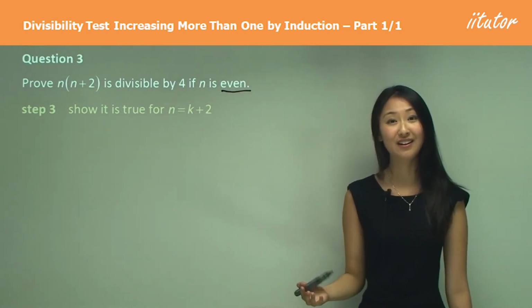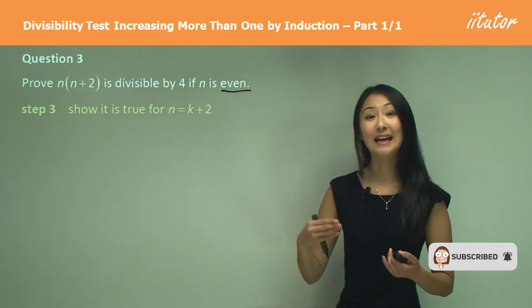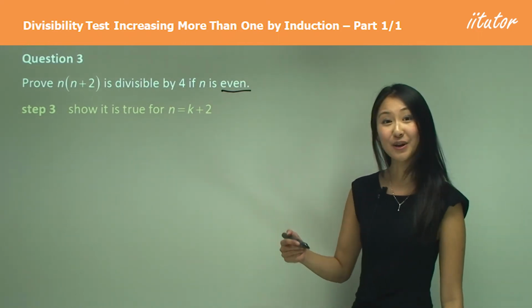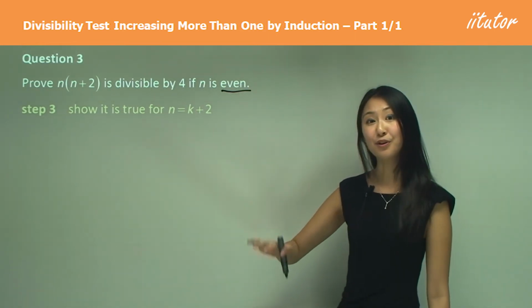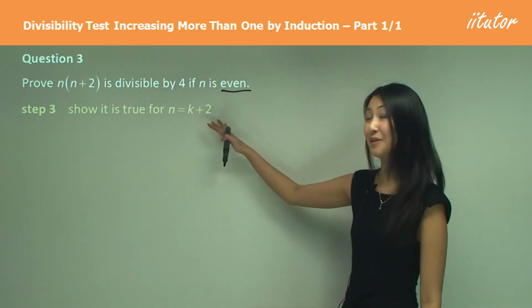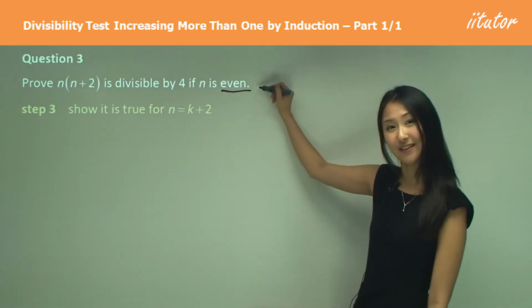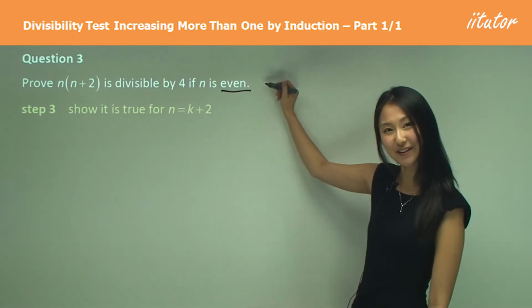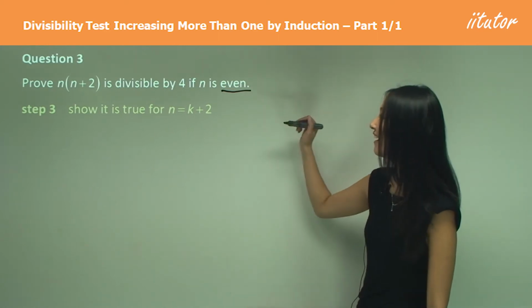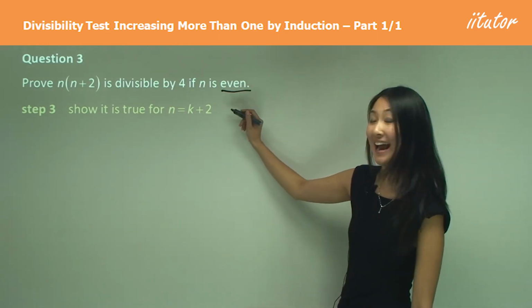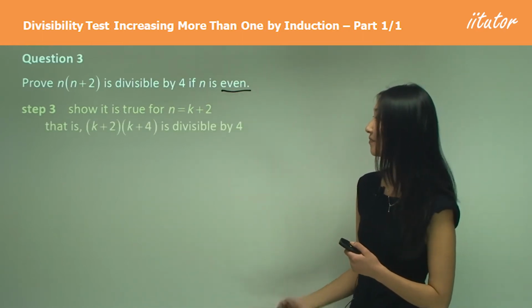Now, moving on to step 3, we want to show it is true for n equals k plus 2. This is where it applies that it's being increased by more than 1, because usually we have n equals k plus 1. But here we want to prove that it's true for n equals k plus 2, because we're increasing by 2 to ensure that it's even. Can you see how that's why we need to increase it by 2? Because we need to ensure that it is even, right? So make sure you write n equals k plus 2, and then the same process follows.